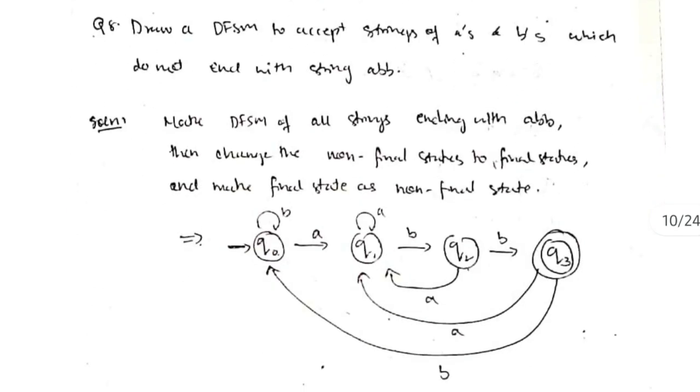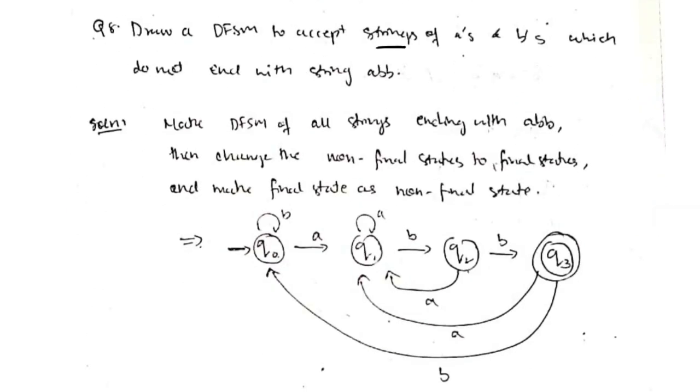Then draw the DFSM for the strings of A's and B's which do not end with AAB, do not end with ABB. See, till now we have been doing ending with some particular pattern. Now we have to do it for not ending with a particular pattern. It's very simple. What we have to do is make the same thing as ending with ABB, like in the previous question, right.